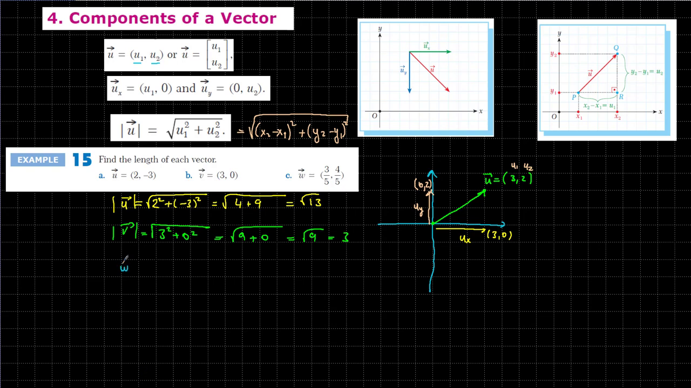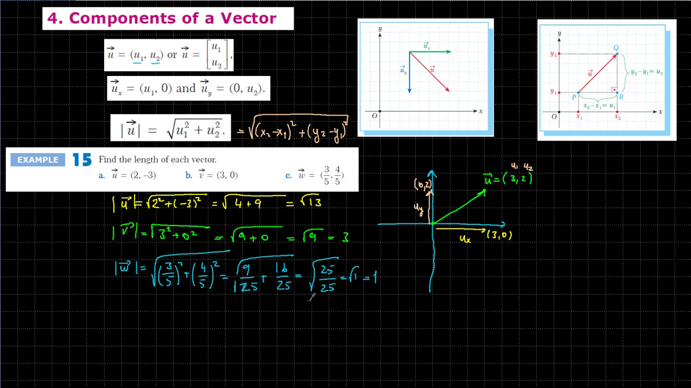W here. The distance of W, we are going to use the same formula, square root of (3/5) squared plus (4/5) squared, which is equal to square root of 9/25 plus 16/25, which is equal to root of 25/25. That's equal to root 1, and it's equal to 1. So if the distance is equal to 1, it's also called a unit vector. Okay, let's continue with the other questions.